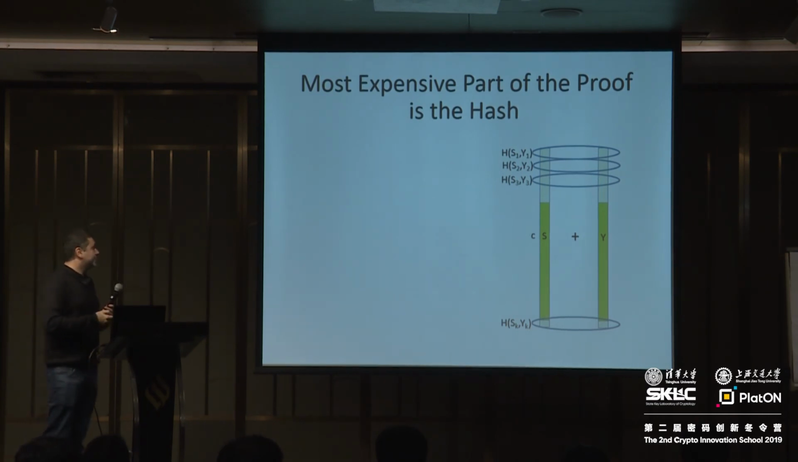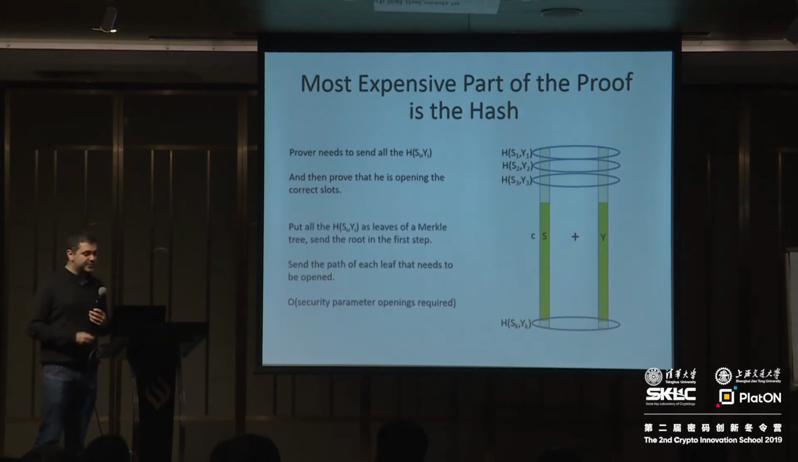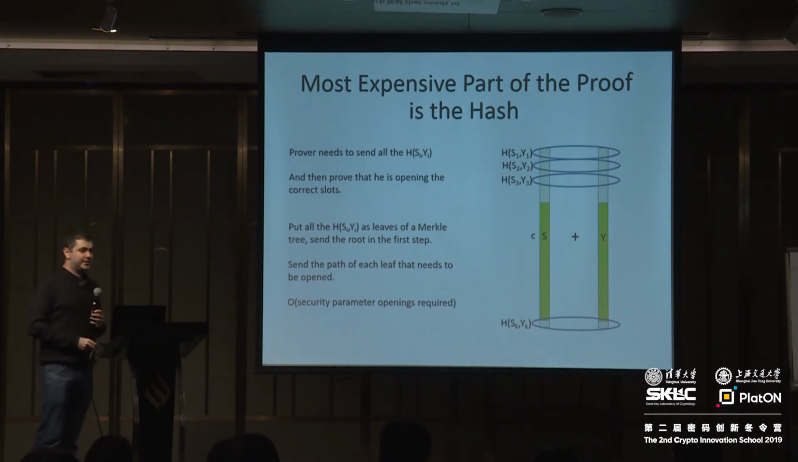But you can do something, right? So the prover needs to send all the hashes of all the code words that he will commit, of all the coefficients of the commitments, and then prove that he's opening the correct slots. Right? So the way you do it is you put all the hashes in a Merkle tree, send the root in the first step, that's a commitment, and then every time you have to open some coefficients, you send the path, you send the leaf, and prove that this leaf really is in the tree. So you send the path. Right? And that turns out to be the most expensive part.